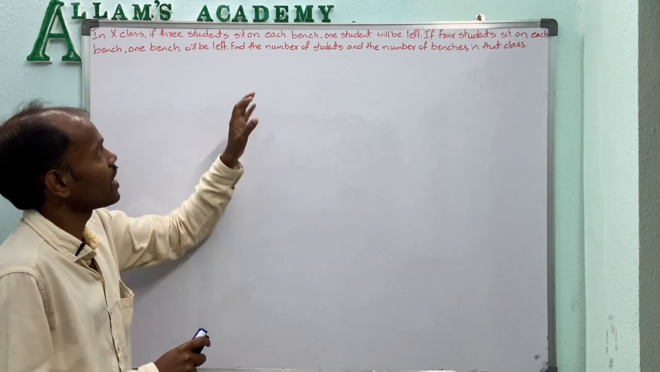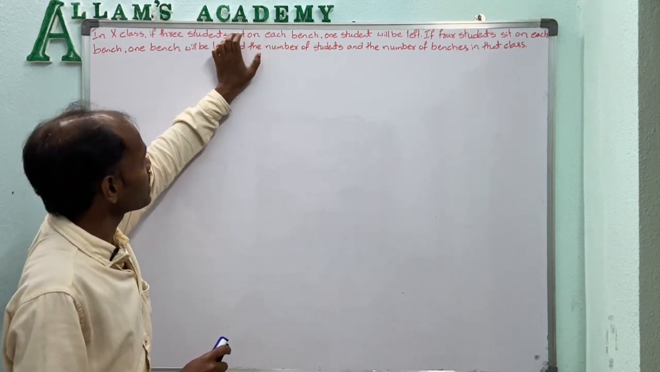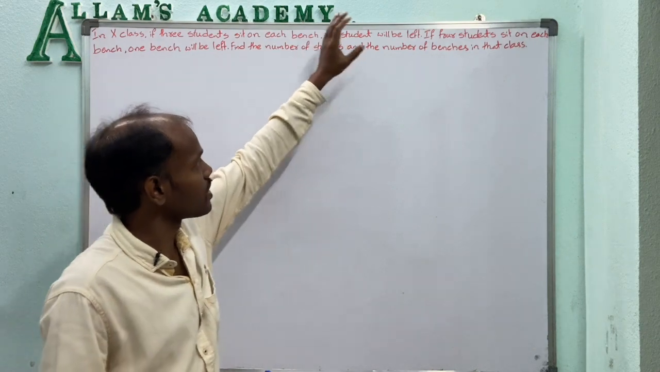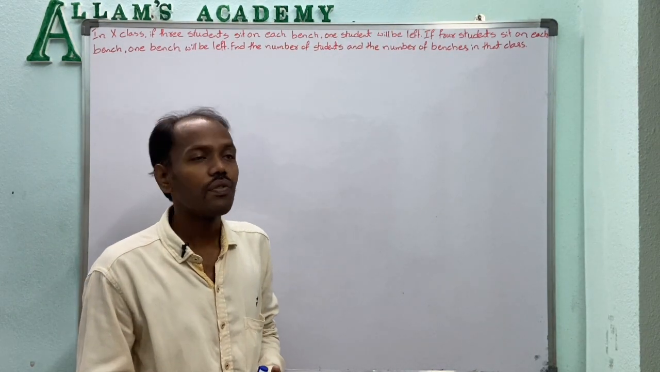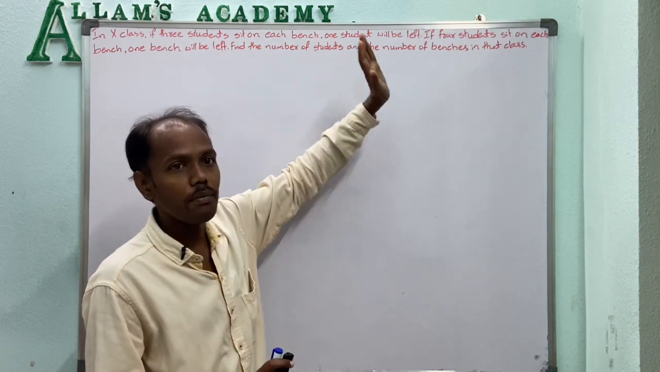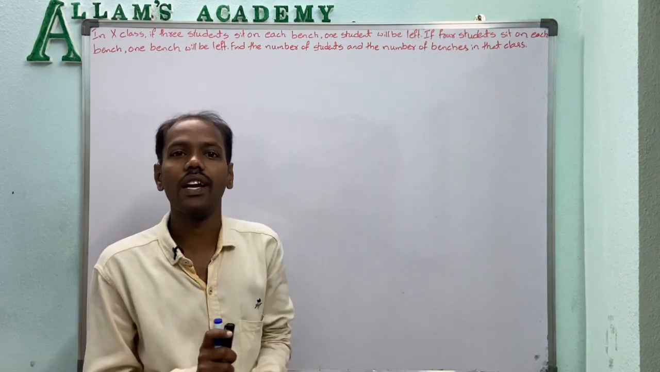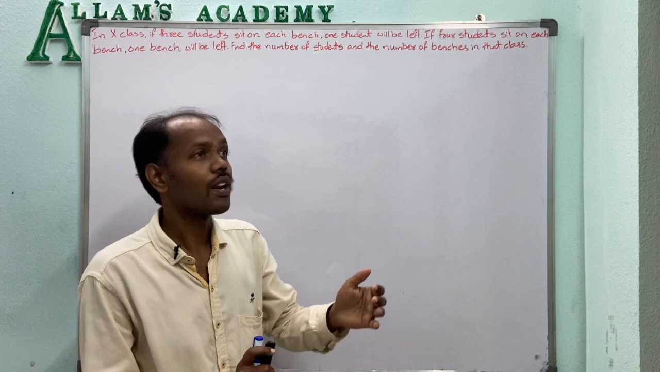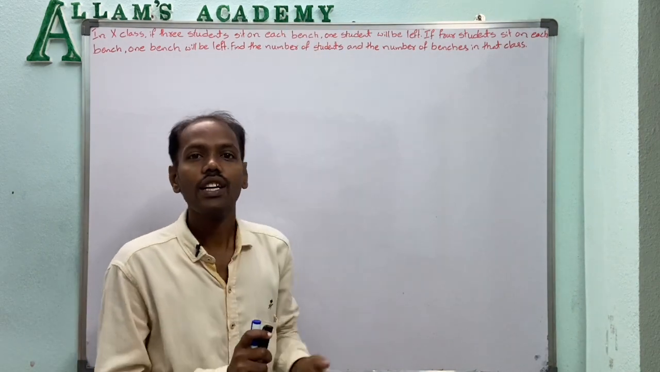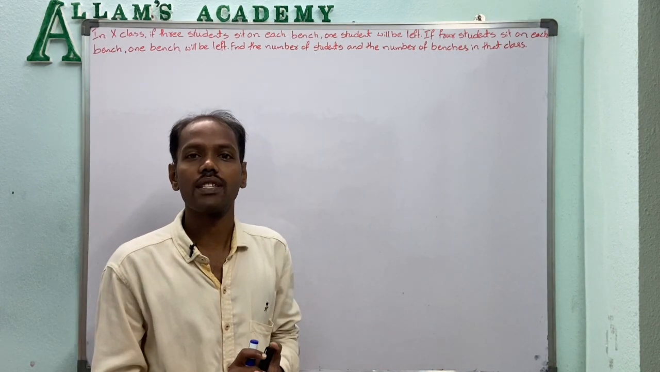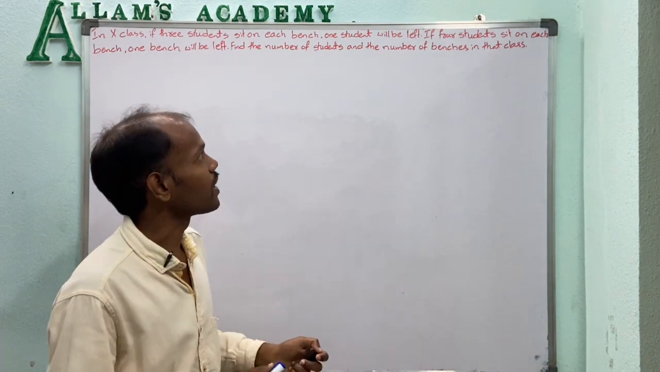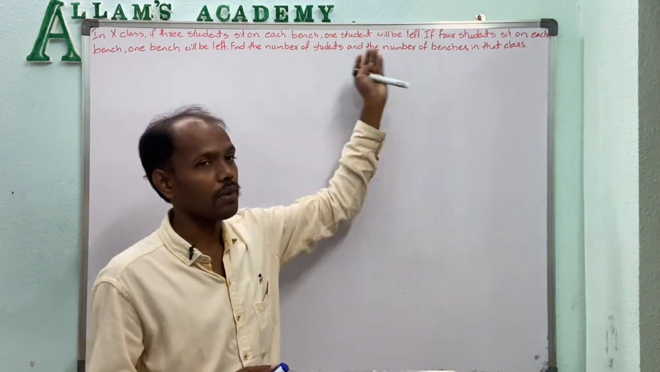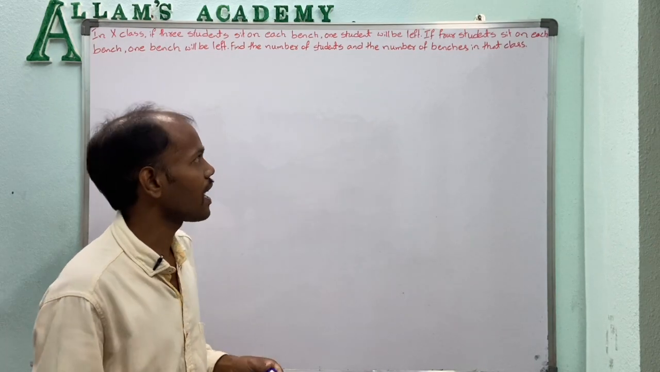So here we find in that class how many students there are and how many benches there are. So we take the students and benches as x and y. Now we have to write the given information as a pair of linear equations in two variables. By solving that, we get the number of students and the number of benches in that class.